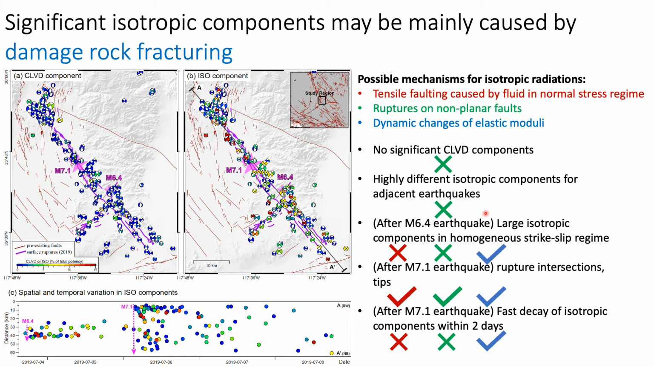The significant isotropic components may be mainly caused by damaged rock fracturing that can create fresh faults and cause a large decrease of elastic moduli in the intact rocks at the beginning stage of the sequence. The pronounced isotropic components around rupture intersections and tips can also be explained by the dynamic fracturing for short and thick sources. However, the other two mechanisms may also cause isotropic radiations to some extent.